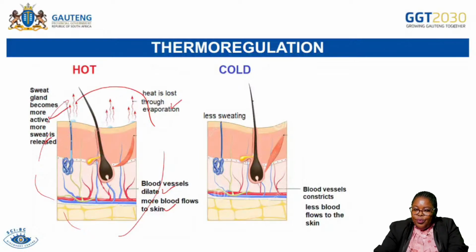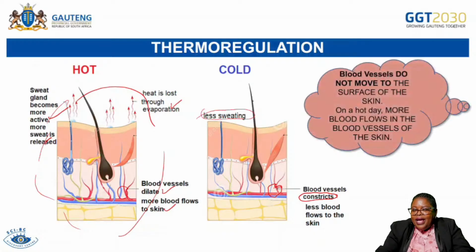Okay, so what will happen in cold temperatures? When it is cold, we know blood vessels are going to constrict. So if you compare these two blood vessels there, they dilate when it's hot, and when it's cold, the blood vessels constrict and less blood flows to the skin. So in cold temperatures we've got less sweating, whereas in hot temperatures more sweat is going to be released, and less sweat is going to be released when it is cold.